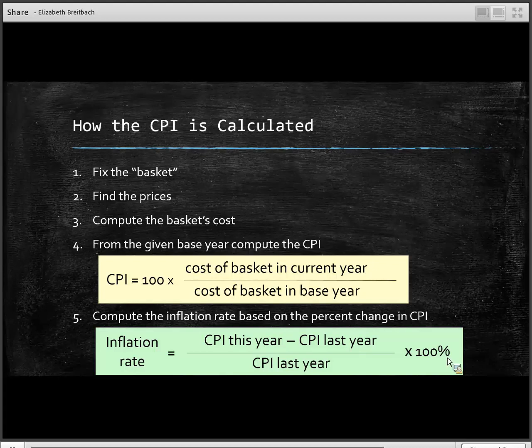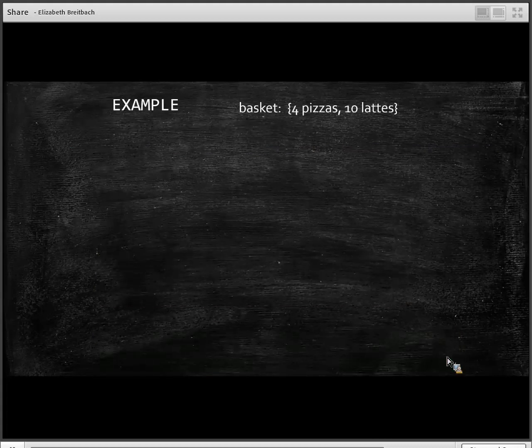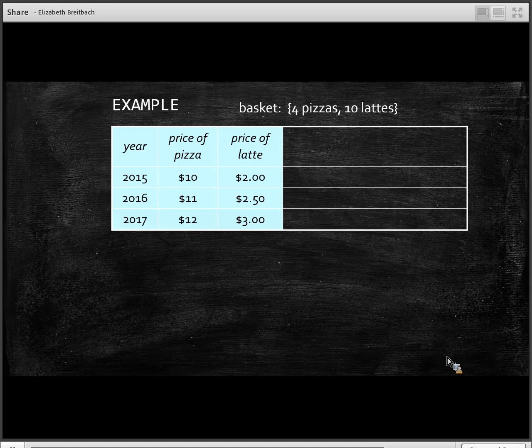All right, so let's look at an example. Let's work through all 5 of these steps. So number 1, fix the basket. In our examples, we're going to be very simple and say that the typical consumer purchases 2 goods, 4 pizzas and 10 lattes, just to keep things simple. Okay, so then the BLS has to go out and collect information on the price of pizza and lattes. So they find the price of pizzas and lattes for 3 years, 2015 to 2017.